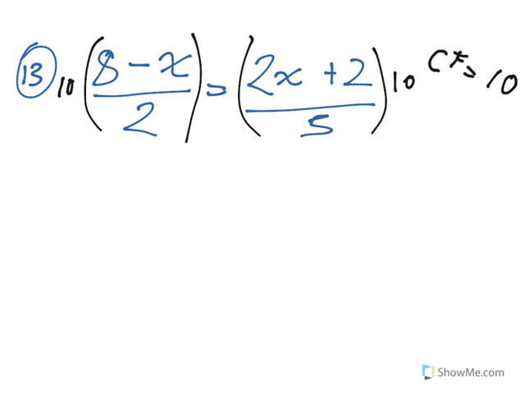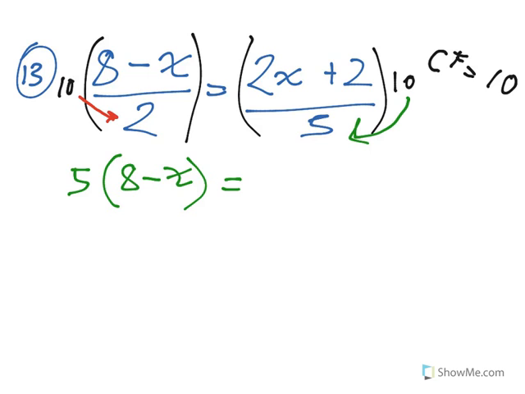What happens first is the 10 divided by 2. Because we're taking (8 minus x) divided by 2 and multiplied by 10, which is basically the same as now (8 minus x) times 5, because 10 divided by 2 is 5. On the other side, rather than dividing by 5 and multiplying by 10, we know that 10 divided by 5 will be 2. So that leaves us with 2 times (2x plus 2).